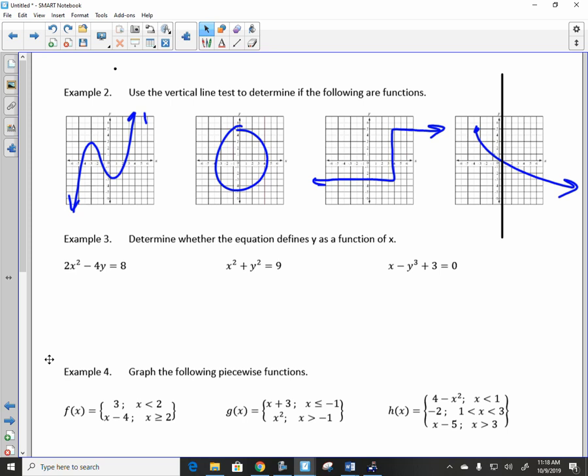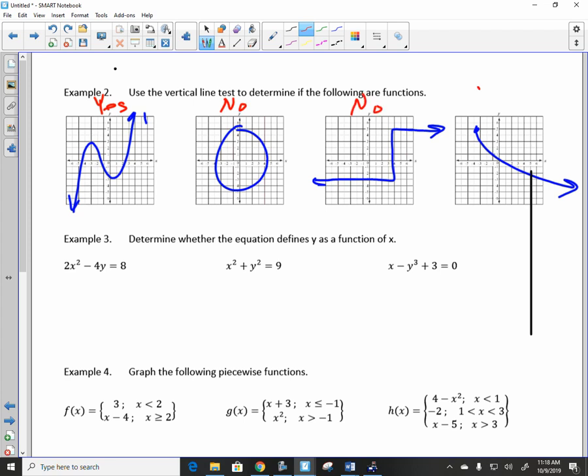We want to use the vertical line test to determine if something is a function. If the vertical line crosses the graph in more than one place, that means that there are 2 or more outputs for every input, and that's not a function. So is this first one a function? Yes. This one? This one. Why? So how many times does it cross? An infinite number of times. So this fails to be a function. So, yes, no, no, yes.